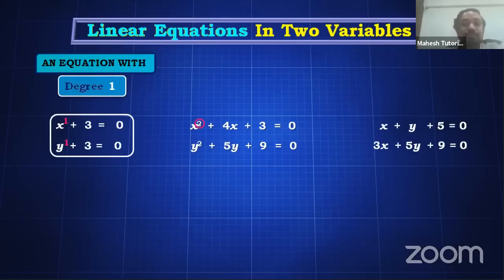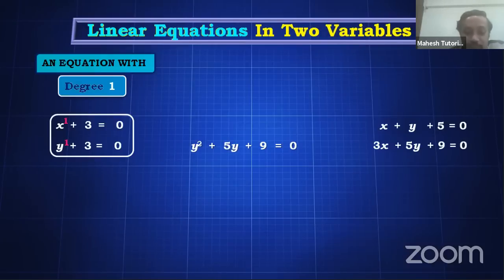If the highest power is 2, is the degree 1? No, the degree is not 1. If the degree is not 1, is this equation a linear equation? Absolutely correct. This equation is not a linear equation. Now, if this equation is not a linear equation, then we need not study such kind of equations in this chapter. Let us quickly move towards the next example.